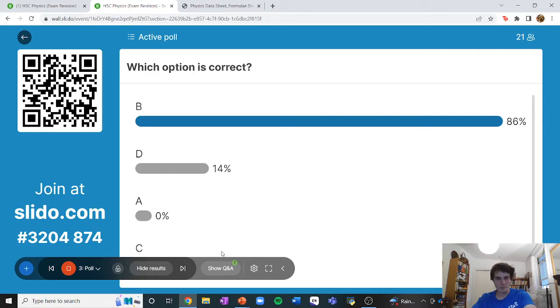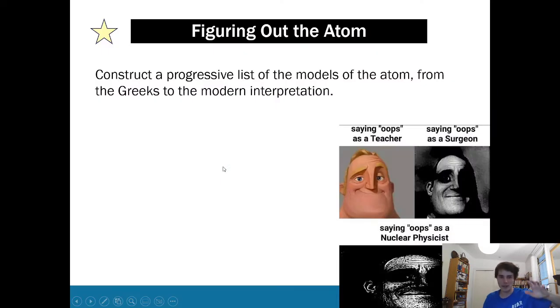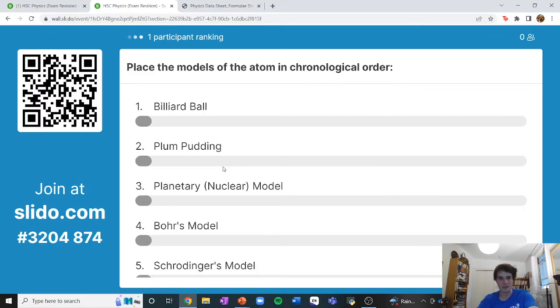So, just as a bit of a quick practice to check, have you guys been paying attention? Have you learned your models of the atom? Let's quickly refresh our memories on this. So let's construct a progressive list of models of the atom from the Greeks to the modern interpretation.